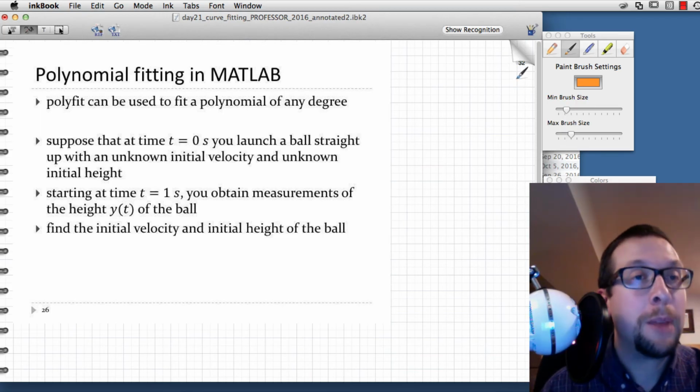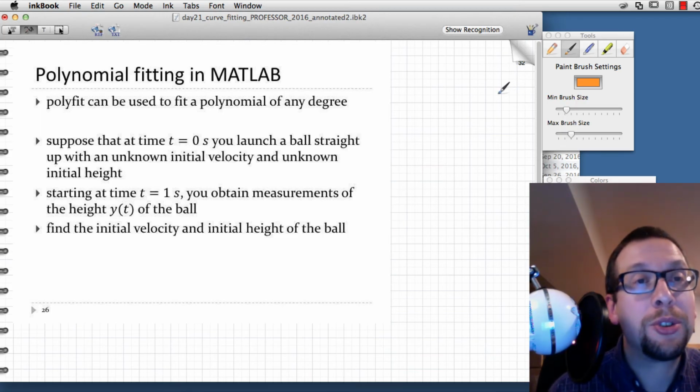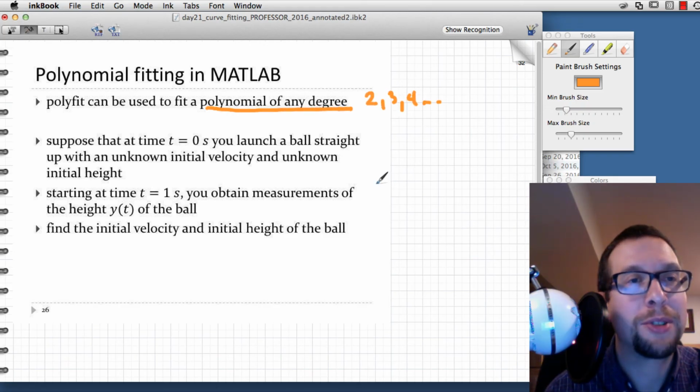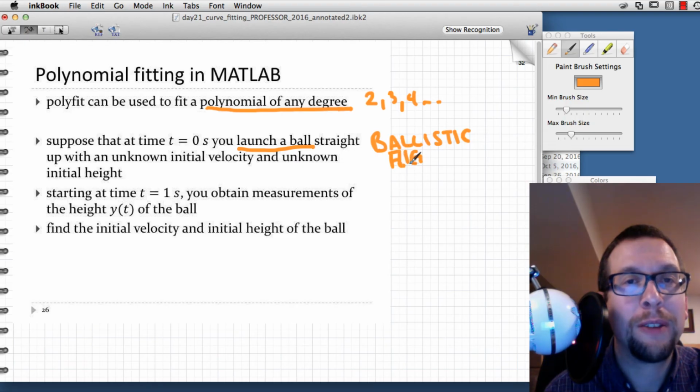Now, polyfit can be used to fit not just straight lines, but also curves. That's effectively what we're talking about when we have polynomials of any degree: degree 2, degree 3, degree 4, etc. So here's an example of launching a ball into the air, and we're going to get ballistic flight. Not fight, ballistic flight, like that.